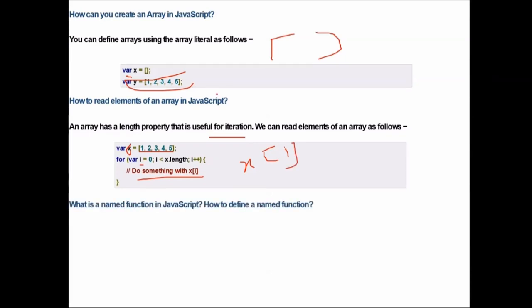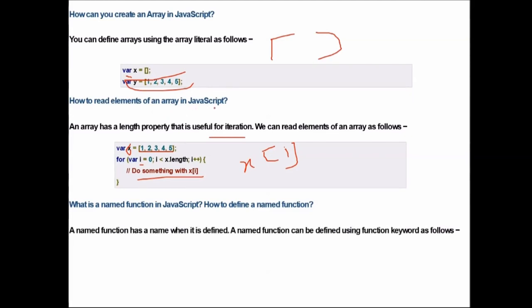So, what is a named function in JavaScript and how to define a named function? A named function has a name when it is defined. So a named function can be defined like this. You have to write function, then this can be some name. We have named it as named.